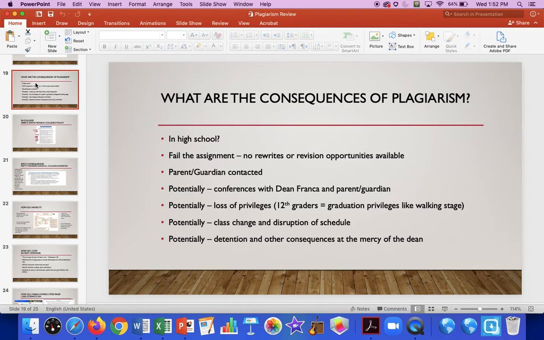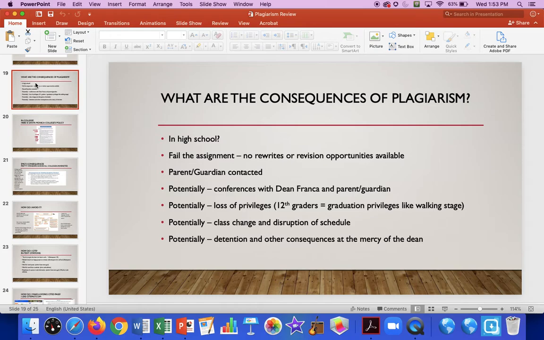Now, each teacher at the high school level will probably have slightly different consequences for plagiarism, but we're all pretty uniform about it. I know here at University High School, we are working on having a uniform policy about plagiarism, and it's being developed by a number of your teachers, which means that it is incorporating all of our different policies, which we have found out were pretty much the same. So, in high school, you will definitely fail the assignment. I do not offer any kind of rewrites or revision opportunities when it comes to a plagiarized assignment. Your parent or guardian is contacted, and sometimes I can leave it at that. You failed the assignment, I called home, I can leave it there.